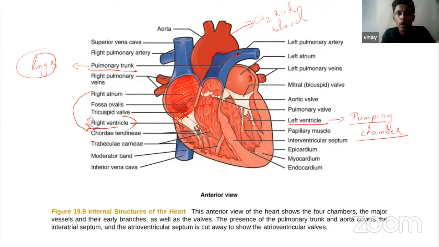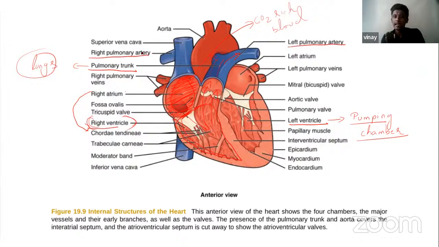Very simple to understand this. Okay, we call it the left pulmonary artery and right pulmonary artery. Before, we talked about the left pulmonary vein and right pulmonary vein. In the left pulmonary vein, we said it is oxygenated blood. Now here it is reverse, correct, right? See here, the left pulmonary artery and then the right pulmonary artery.